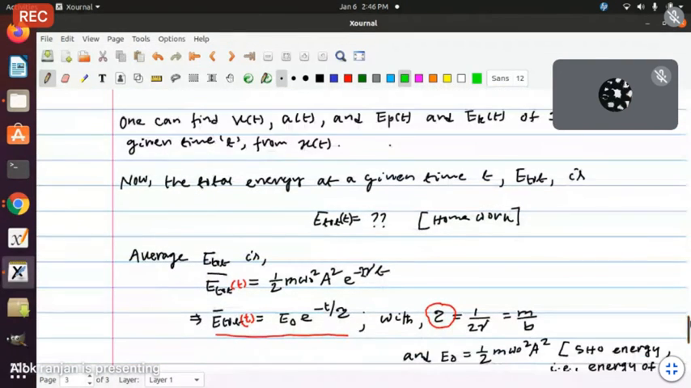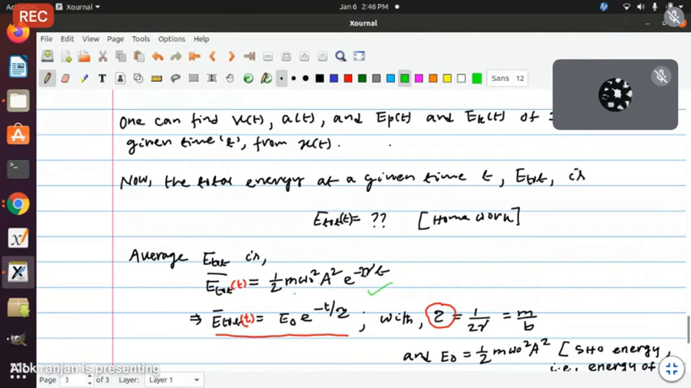And if you calculate, again you'll find this in the assignment. The assignment I'll upload by today. So you'll find this problem in your assignment, and then the average total energy will be in this form: half m omega naught square a square e to the power minus 2 gamma t.